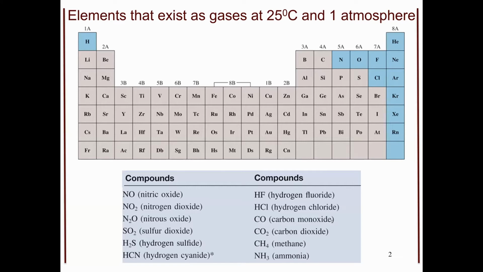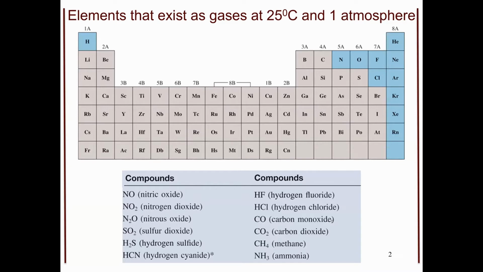Remember that hydrogen, nitrogen, oxygen, fluorine, and chlorine come as diatomics, which means that they are H2, N2, O2, F2, and Cl2. Our noble gases show up as monoatomic, but they are very, very useful for us because they show us electronic stability. There are also some compounds that I want to highlight.